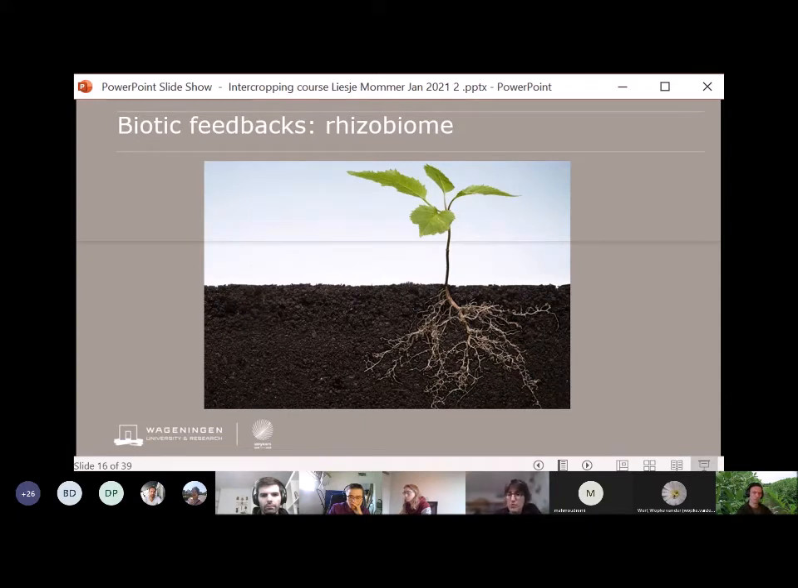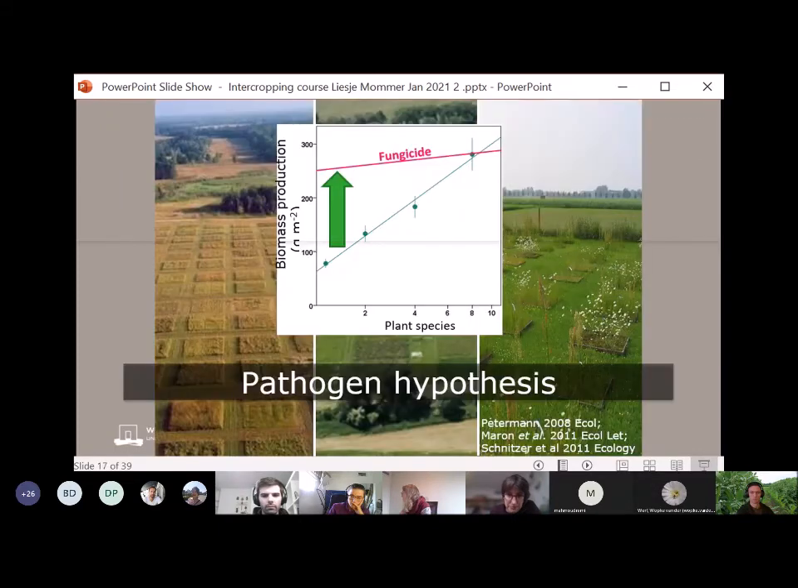There has been a lot of progress in the last decade, because there are a lot of rhizobiome studies. So it's not only the roots that are in the soil. The roots are also inhabited with very dense and very diverse microbial communities, and these are expected to be important in driving the overyielding effects.